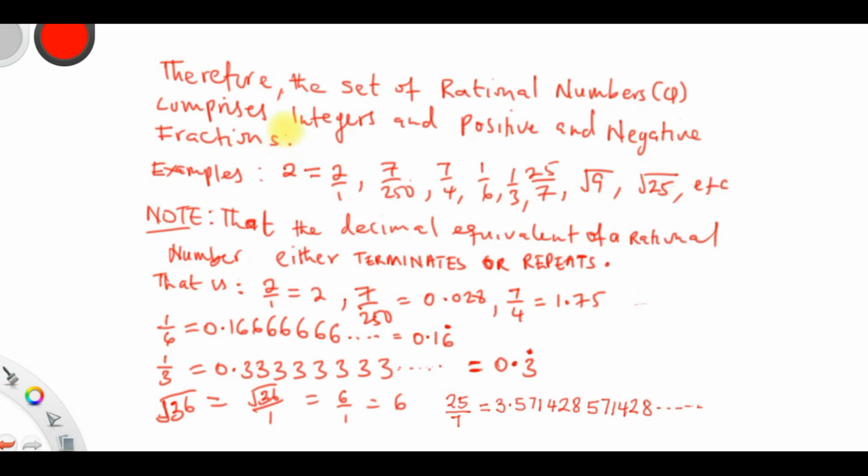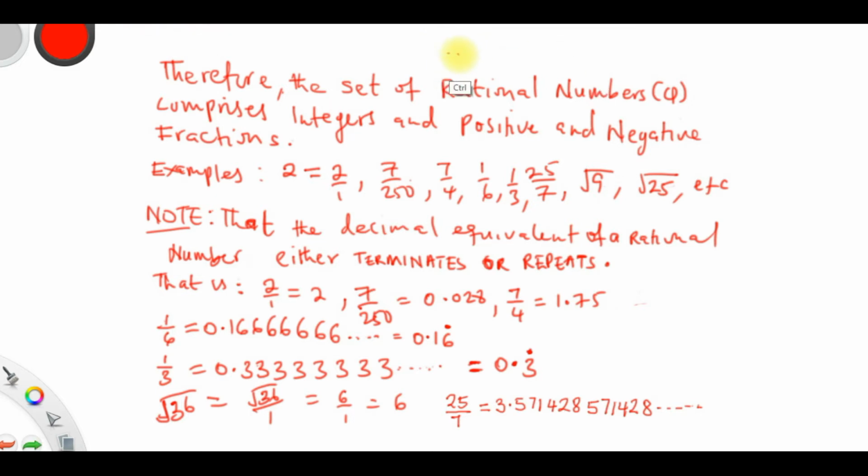Hello students, as we said in the previous lesson, the set of rational numbers Q is made up of, or comprises, integers and positive and negative fractions. That is what we saw in the previous video.